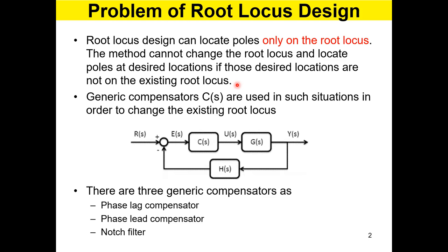The desired poles have already been calculated, but for those locations, there is no path, there is no root locus going through these points. So even if you try to tune your gain from zero to infinity, you're not going to get to those desired locations. There's no such gain which brings the poles to those locations because the root locus does not pass through those locations. Now you understand what the problem is with the root locus.